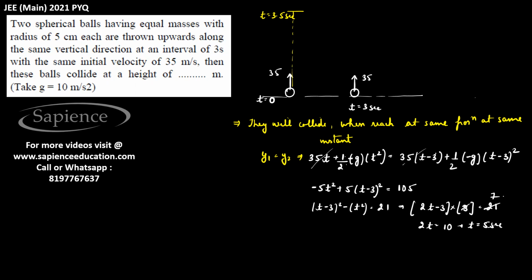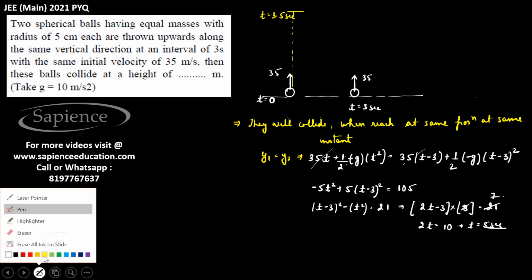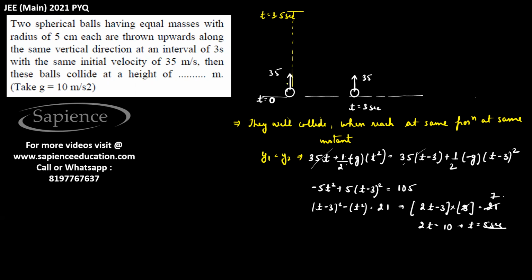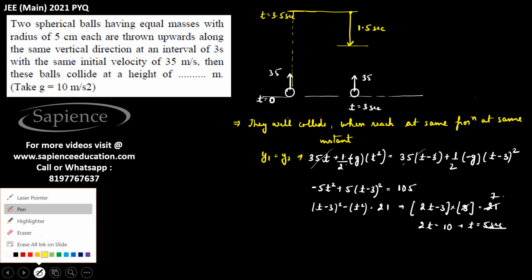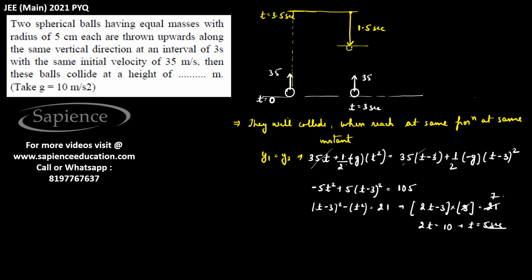So after 5 seconds, these balls will collide, that we came to know, and we already know that the first ball will reach the topmost point at t equals 3.5 seconds. So after 5 seconds, the first ball will make a journey in a downward direction for 1.5 seconds. And then this is the instant where they will collide. So let's analyze this part.